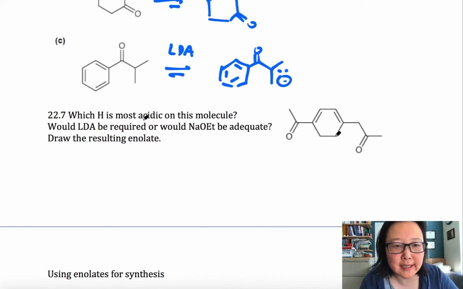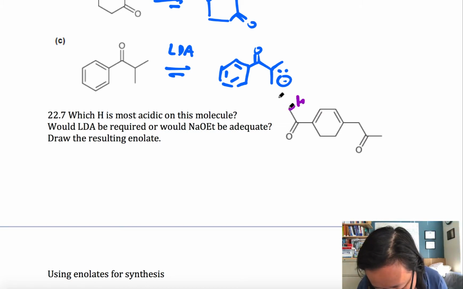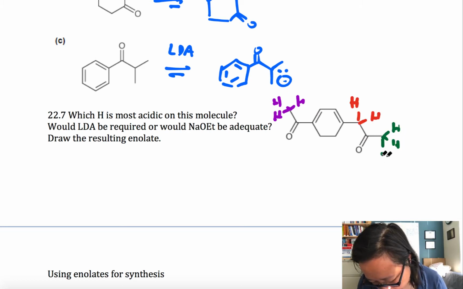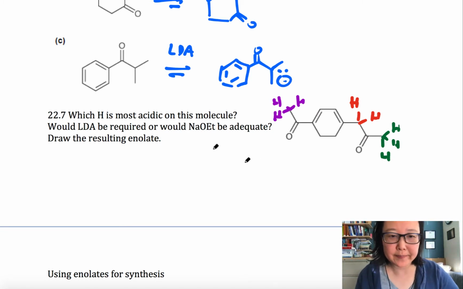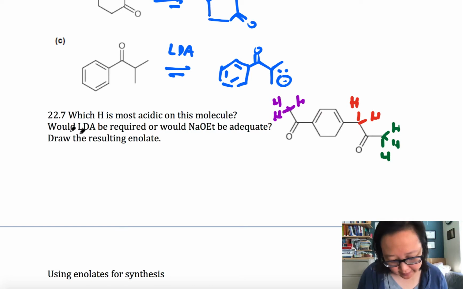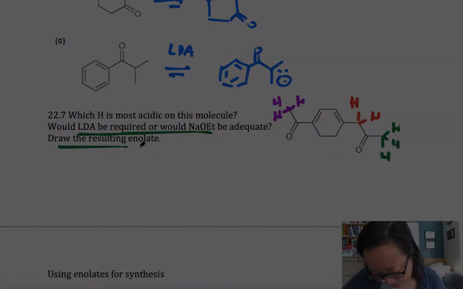For 22.7, there are many alpha hydrogens on here. Let's find them all. Okay, so we've got these alpha hydrogens here. We've got alpha hydrogens, where else? Here. And we also have alpha hydrogens here. Okay, so my question for you is think about which of these hydrogens might be the most acidic and why. And would LDA be required, or could sodium ethoxide be adequate? And then draw the resulting enolate. Go ahead and give that a try.